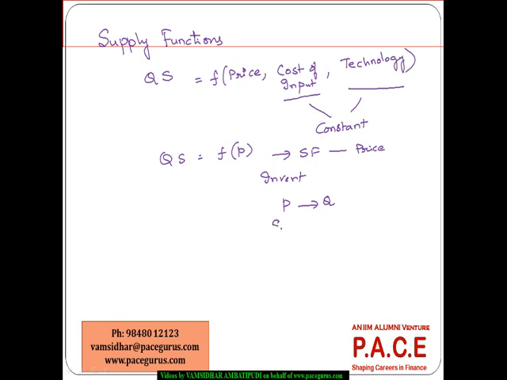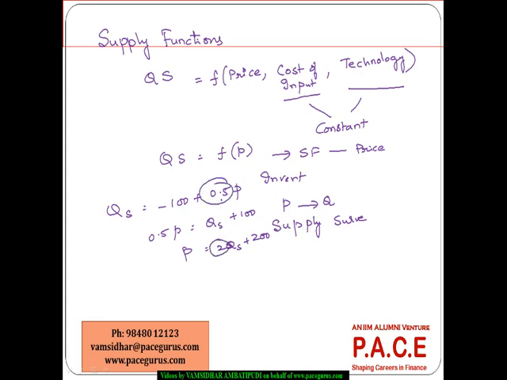This is what we call the supply curve, right? So the quantity supplied, if it says -100 + 0.5P, you can very well write 0.5P = QS + 100. From here you can write P in terms of Q: P = 2QS + 200. So this is the slope, and what we see is that this slope is generally positive.